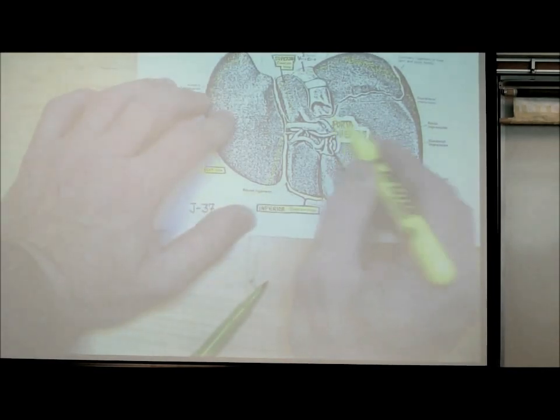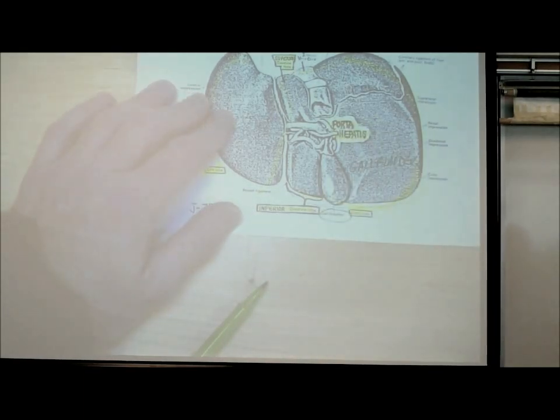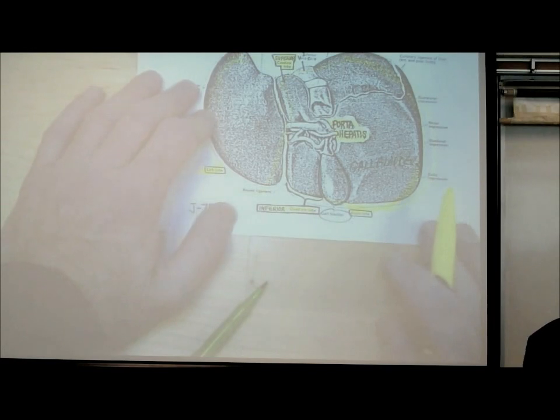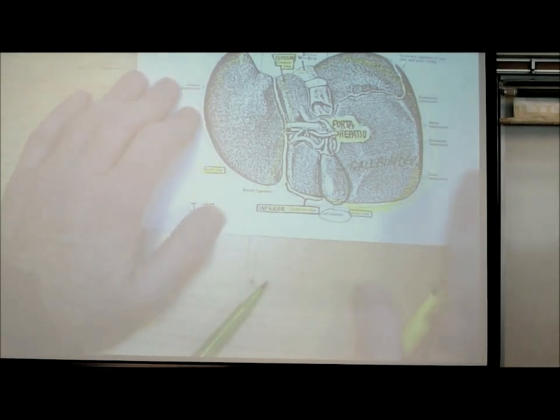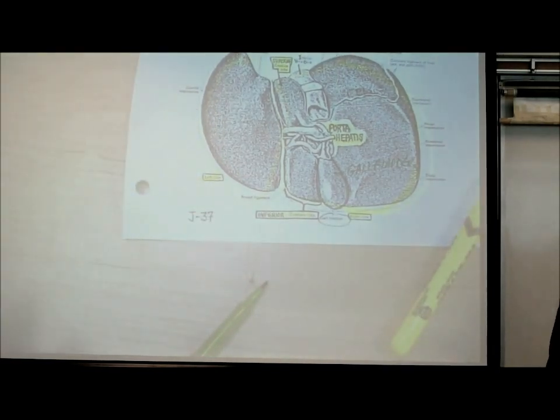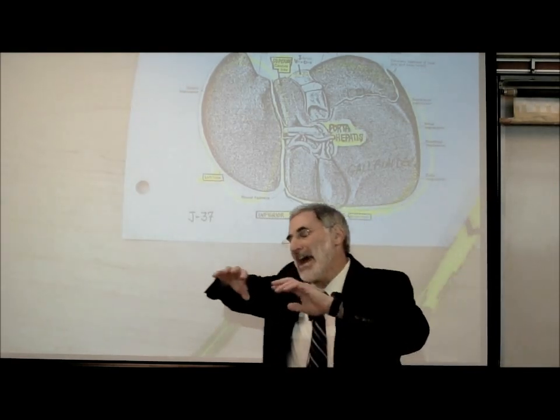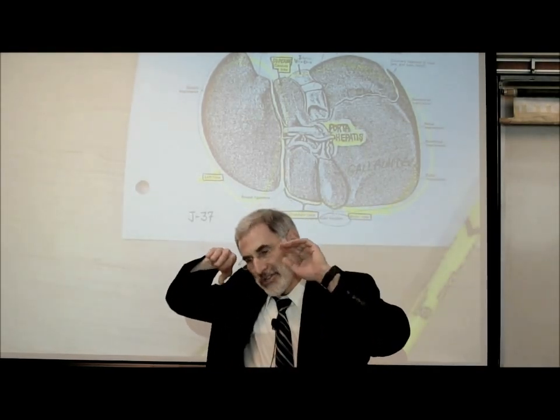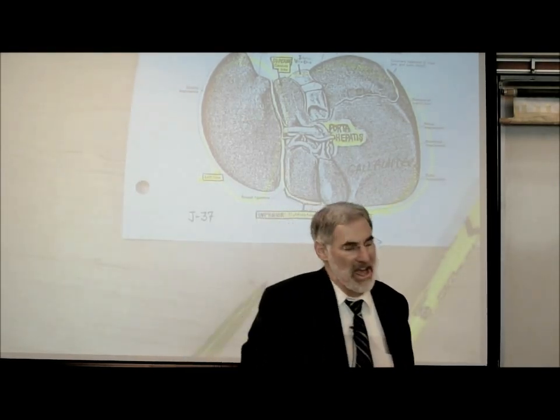Now, there's also this area called the Porta Hepatis. And what's the Porta Hepatis? This is where three tubes are carrying stuff either into the liver or out of the liver. Three different tubes. That's occurring at the Porta Hepatis. Why do they call it Porta Hepatis? Because hepatis means liver, and this is where things are being transported in or out of the liver.